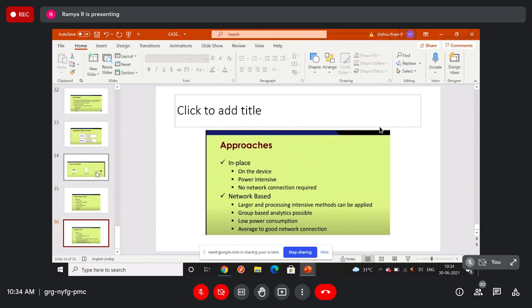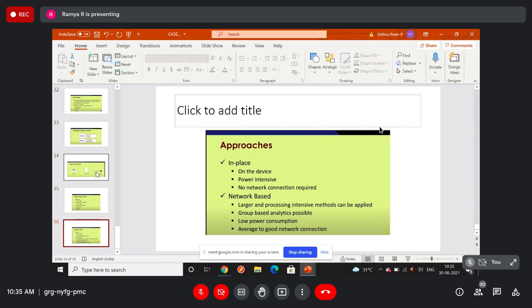There are two kinds of approaches: in place, on the device and power intensive, where no network connection is required, and next, the network based one. In place means on the device you can directly calculate, without internet. Sometimes even without internet, offline, it works. For power intensive, just power is required, that's it.